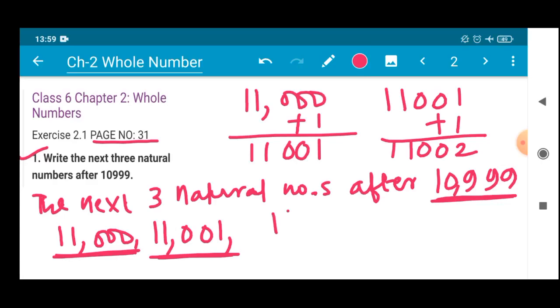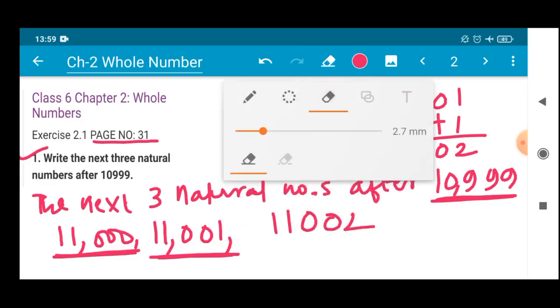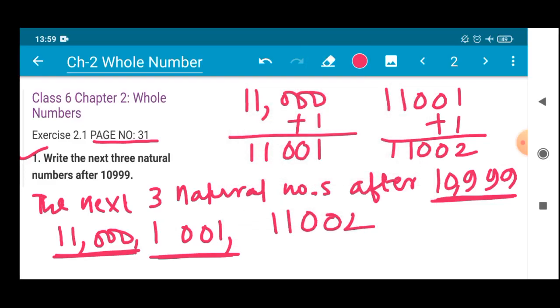So this is basically nothing but counting. Comma may be a problem, so I'm removing the comma from here. So it is 11,001, 11,002 and 11,003 are the 3 natural numbers after 10,999.